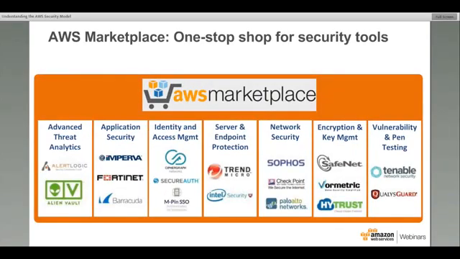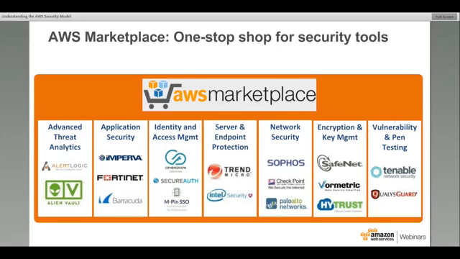Speaking of our partners, we encourage you to take a look at AWS Marketplace, where we have many partners across many different features and categories. But if we just look at our security ones, here are some of the more notable ones. So we have everything from advanced threat analytics by AlertLogic and AlienVault, all the way through things like server and endpoint protection with Trend Micro and Intel Security.